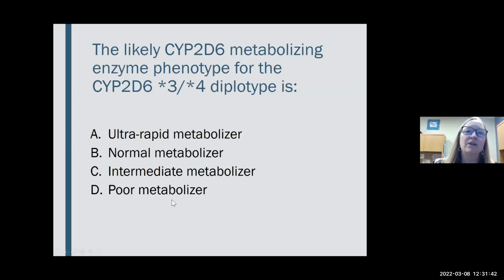Okay. So the likely CYP2D6 enzyme phenotype for the star 3, star 4 diplotype is ultra rapid, normal, intermediate, or poor. Well, you'd have to go back to the table I just showed you. It's definitely not normal because that would be a star 1 usually. This expression is actually poor metabolizer.